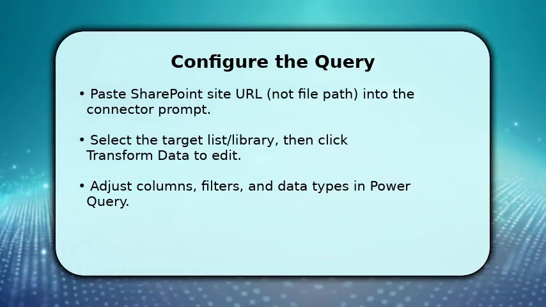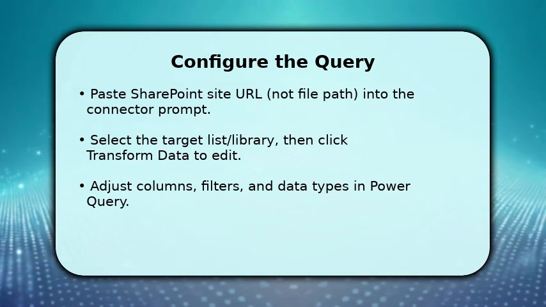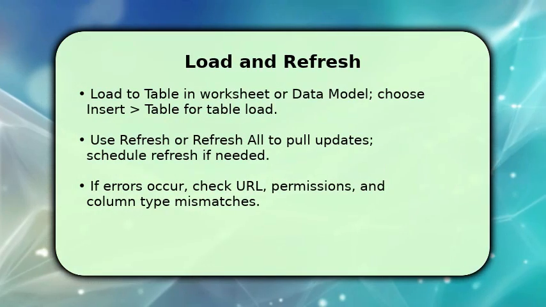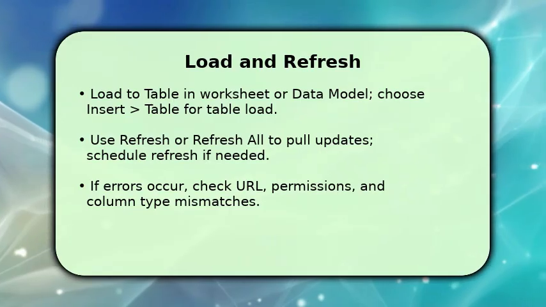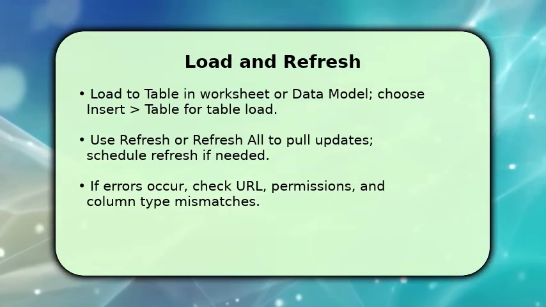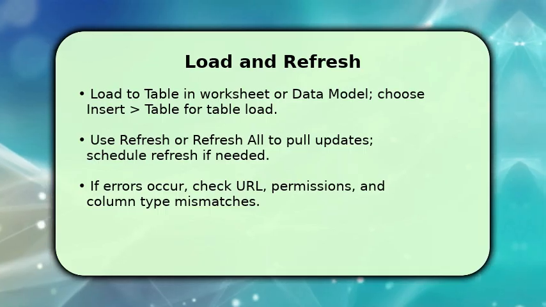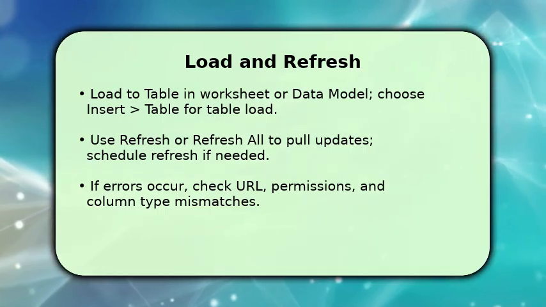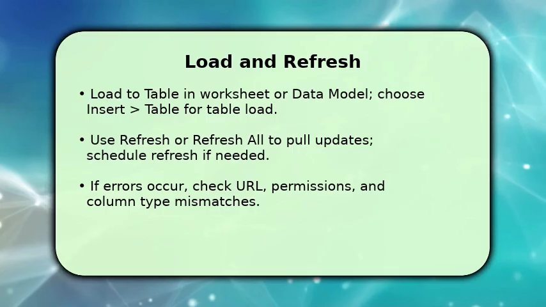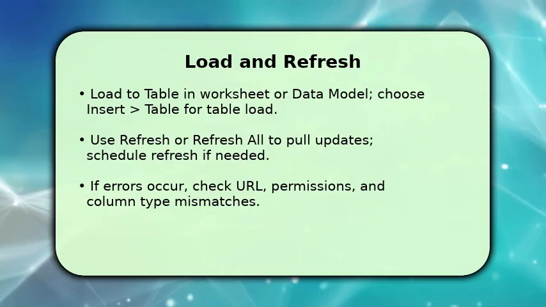Keeping Excel, after shaping, click Close and Load and choose to load as a table in your worksheet or to the data model if you plan pivoting. You can refresh the connection with Refresh or Refresh All to retrieve new SharePoint changes. For automation, configure a scheduled refresh in Power BI or use Excel Online with OneDrive Sync.